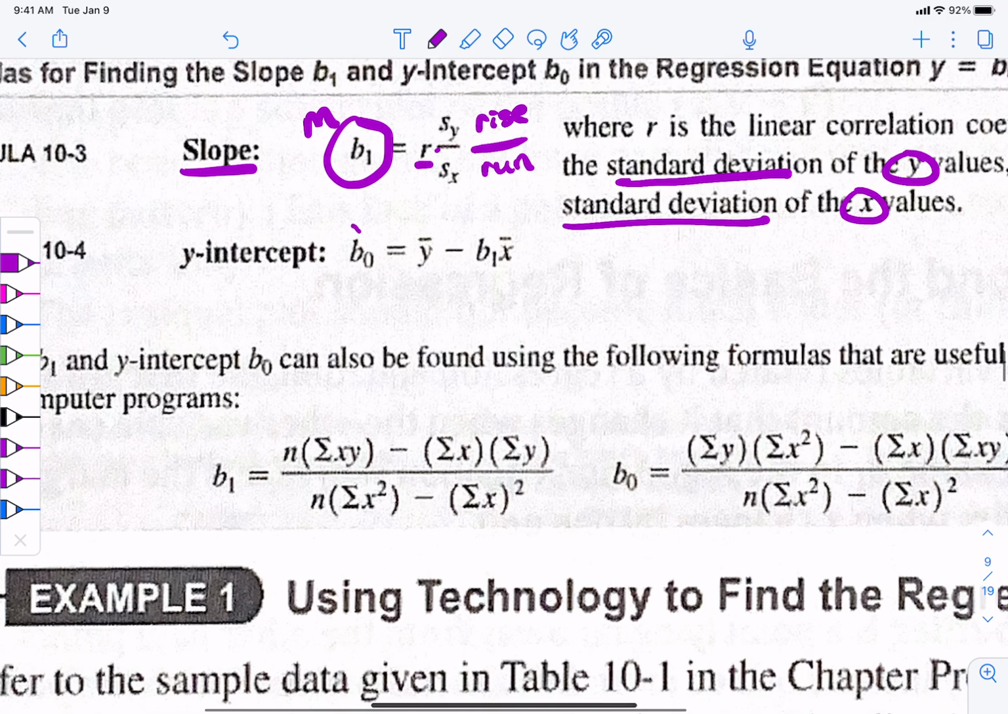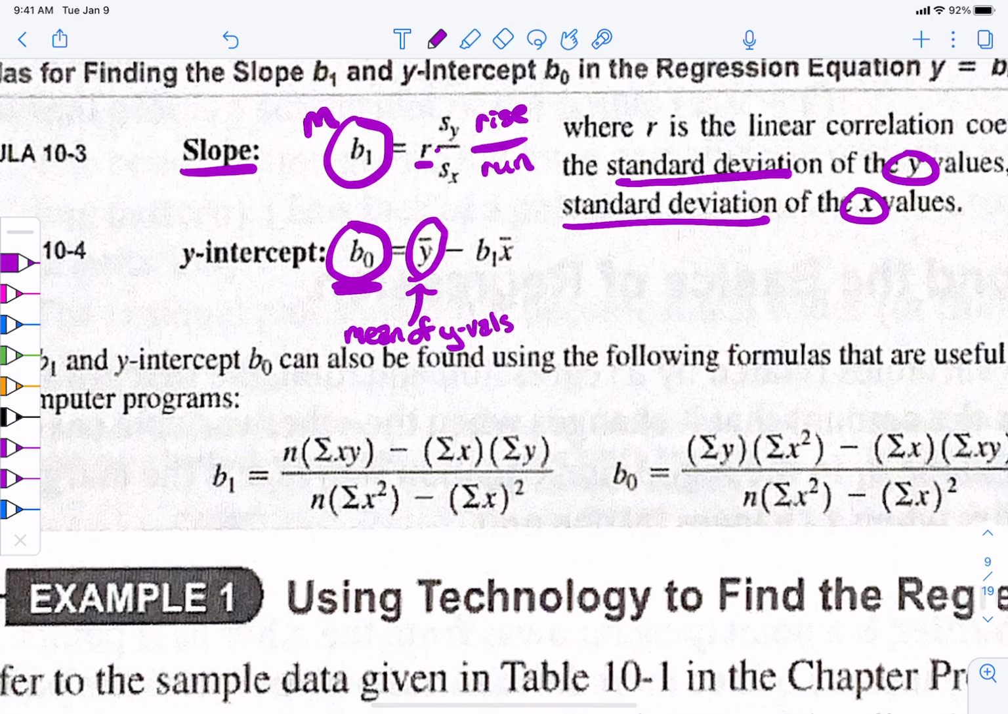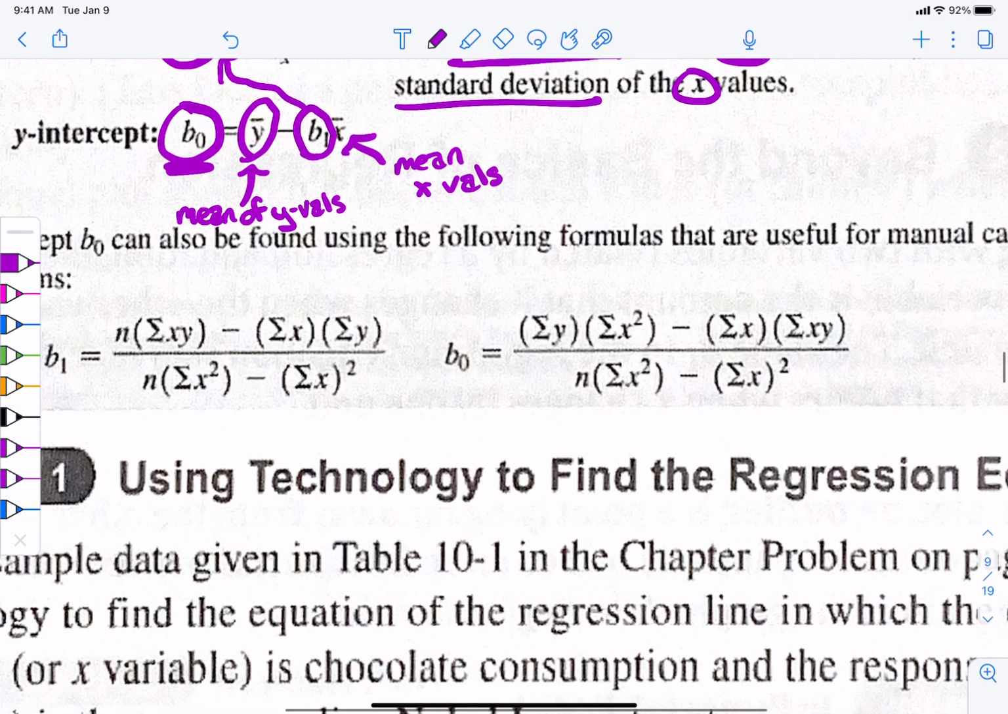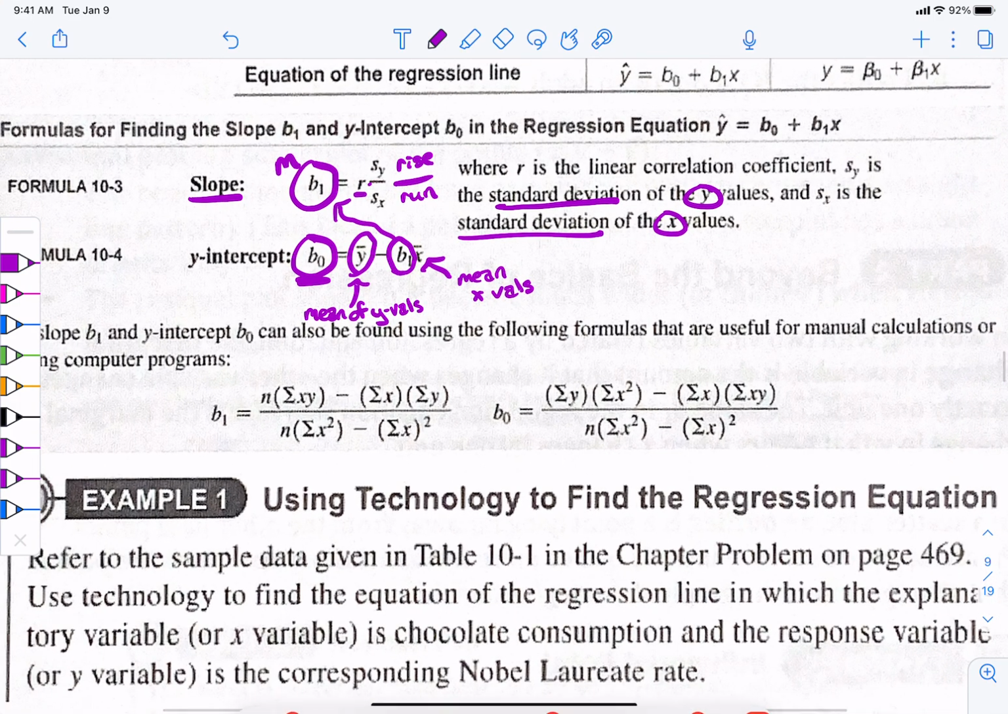Your b naught, which is your y-intercept, is y bar. What is y bar? The average of the y's. They don't label that, so let's go ahead and say mean of the y values. And x bar is the mean of the x values. Okay, what's B1? Whatever our number is from up there, right? That's how you calculate your B0. Good? Okay, your B1 and B0 can also be found using other formulas for manual calculations.